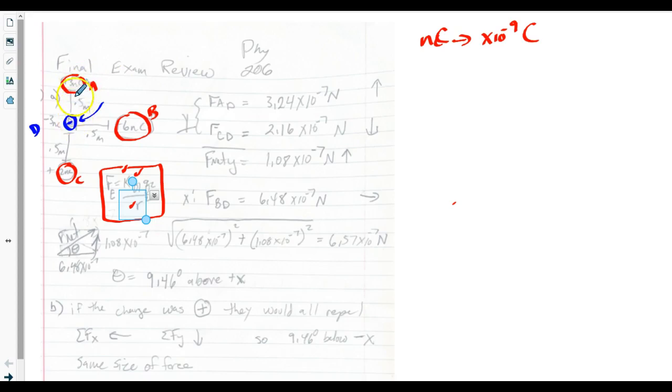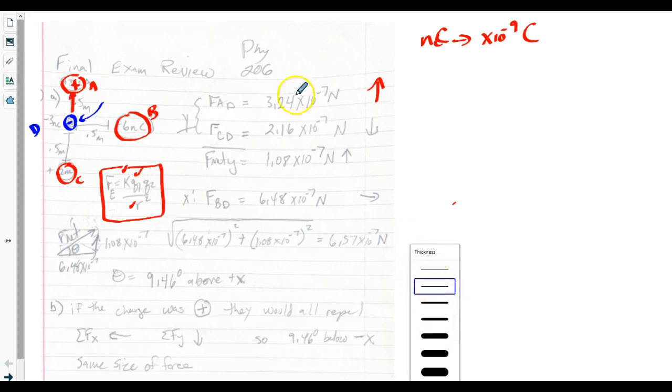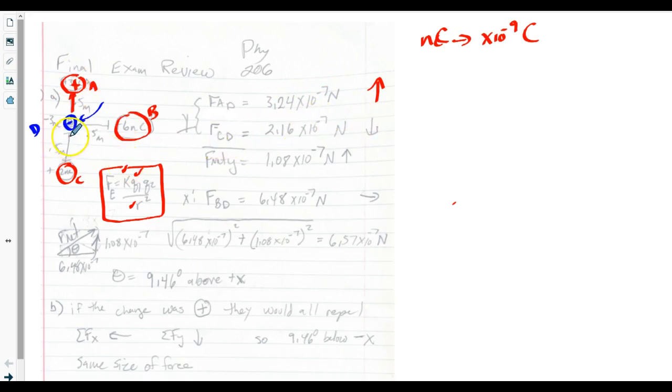Essentially, I just looked at the interaction. If A is positive and D is negative, it's going to attract. So that's going to be an upward force for A on D. When I plugged into that equation, I got the value of 3.24 times 10 to the -7 newtons. So that's the force pulling up. I worked in the Y direction.